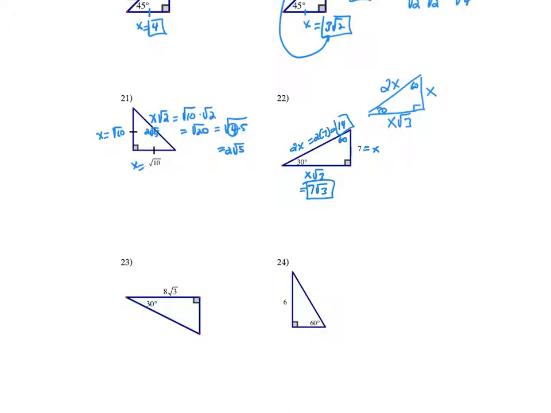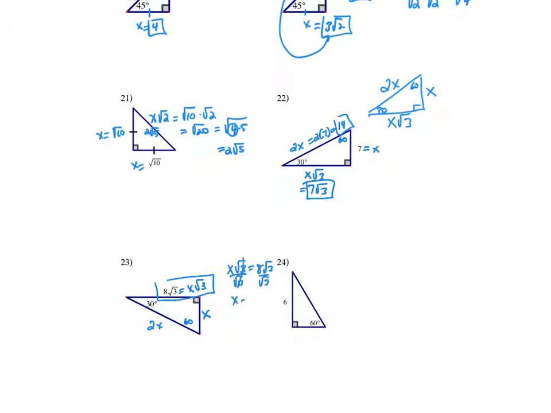Alright, number 23, not too bad. We have 30, this would be 60. Label those sides. Across from 30 gets the x. Across from 60 gets x square root of 3. And the hypotenuse gets 2x. So this, my friends, is what's going to allow us to solve for x. Hopefully you can look at that and say, hey, x has to be 8. If you need to solve it, you're going to solve it by dividing by the square root of 3 on both sides.